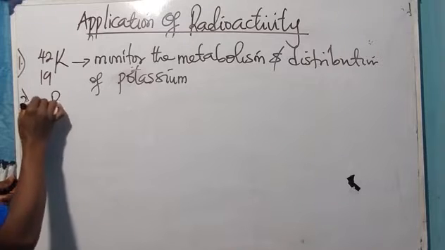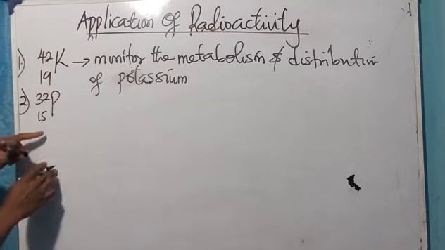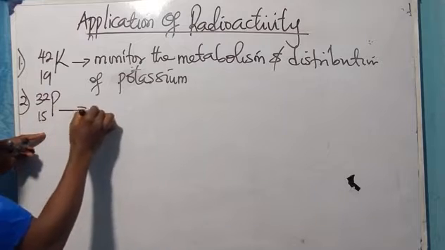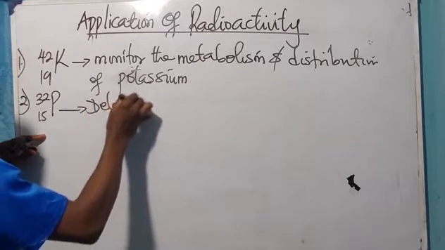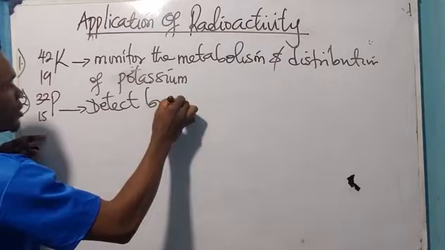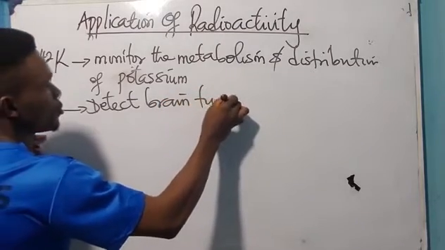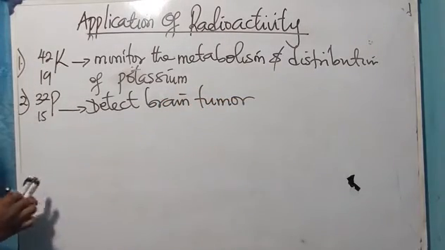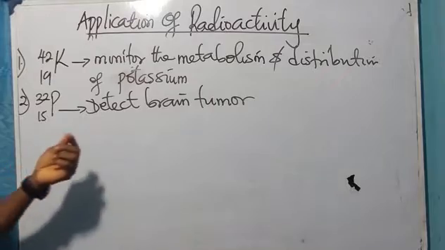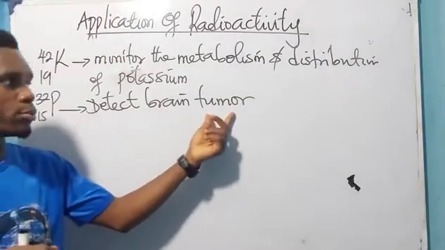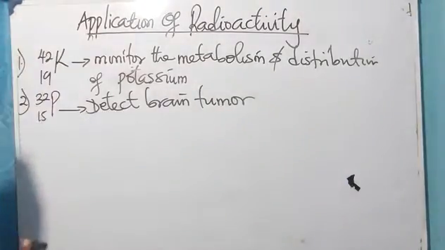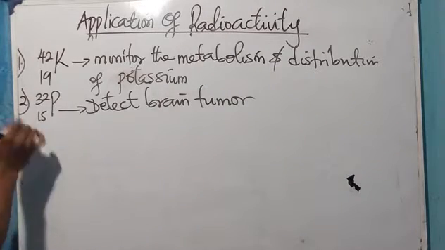And number two, phosphorus 32 is used to detect brain tumor. Alright, phosphorus 32 is used to detect what? Brain outgrowth or brain tumor. Take note of that.